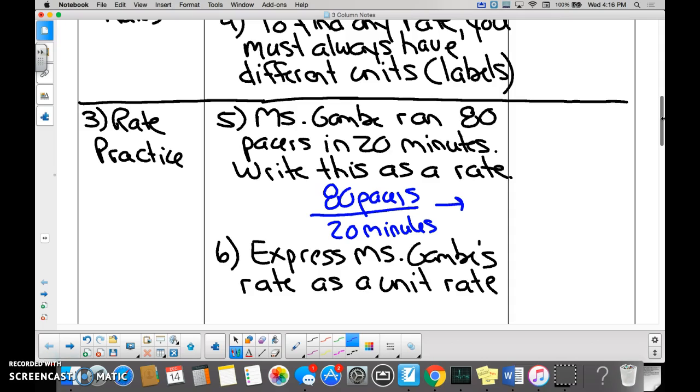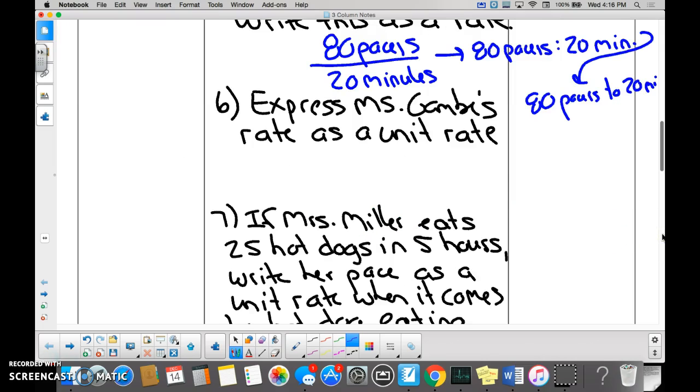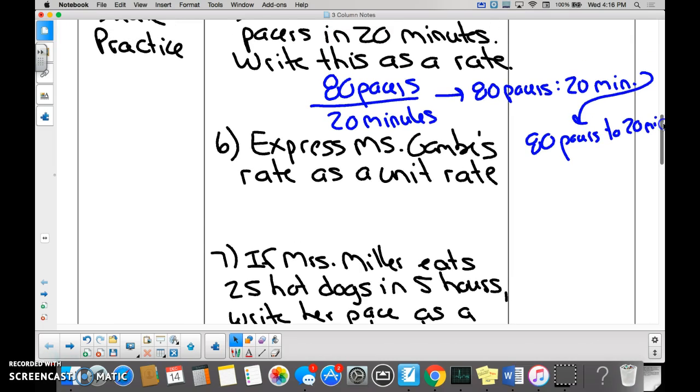Remember from our previous lesson, you could also write 80 pacers, colon, 20 minutes. Sorry that I'm going into the cheat sheet area. Or you could write 80 pacers, I have to write small here, to 20 minutes. Any way that you write that is okay. There's 3 different ways to express your ratios, or in this case, your rate. Number 6, express Miss Gamby's rate as a unit rate.